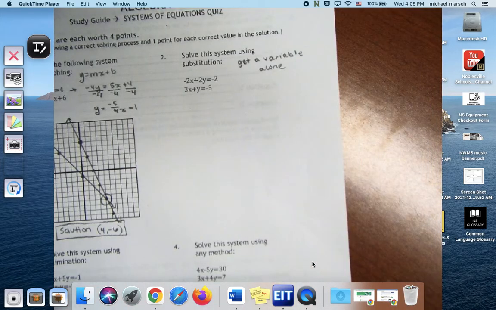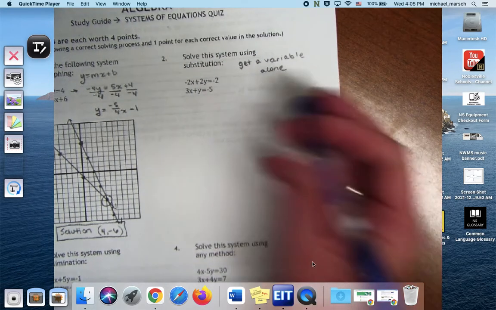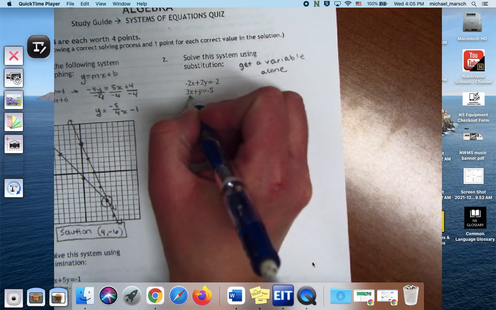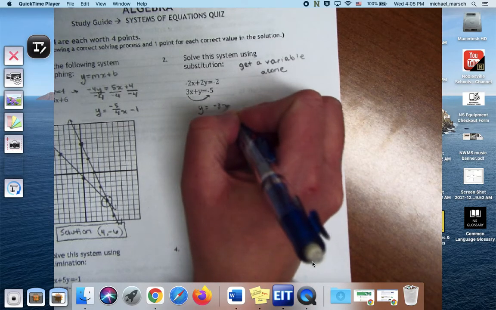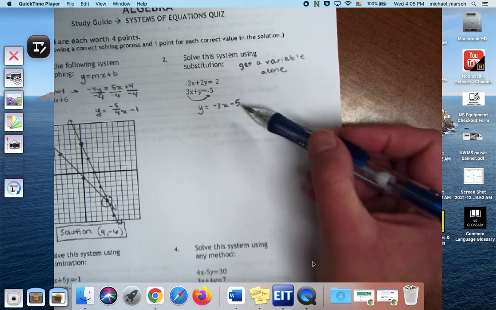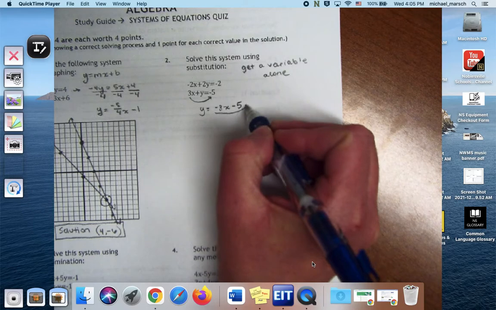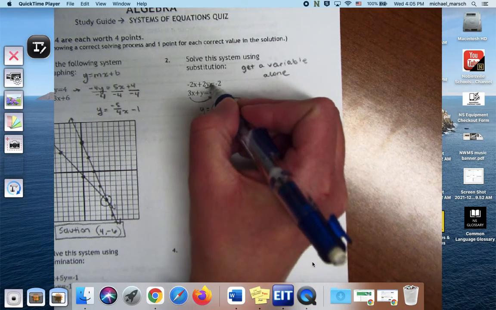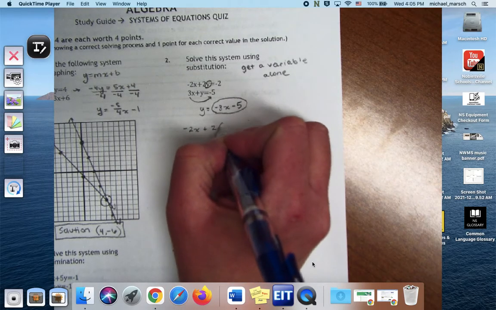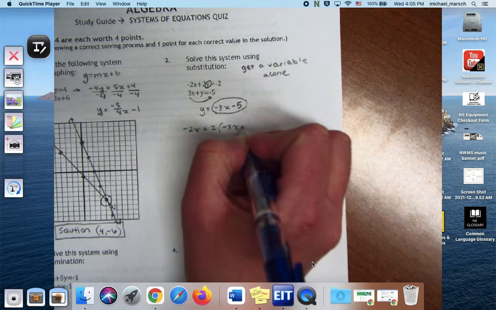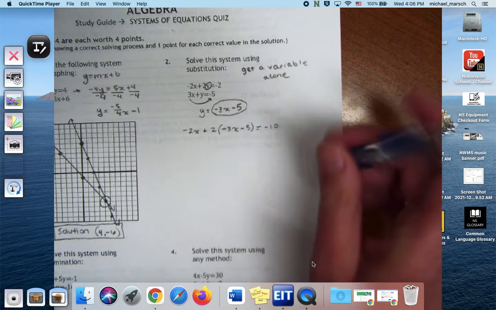All right, this next one, we're going to try to get the variable alone. I'm going to use substitution. So I am going to subtract 3x over here. So I'm going to get y equals negative 3x minus 5. And you might have put negative 5 minus 3x. Same thing. So I'm going to take this whole thing and put it here. So I'm going to have negative 2x plus 2 times the quantity negative 3x minus 5 equals negative 10, or excuse me, equals negative 2.